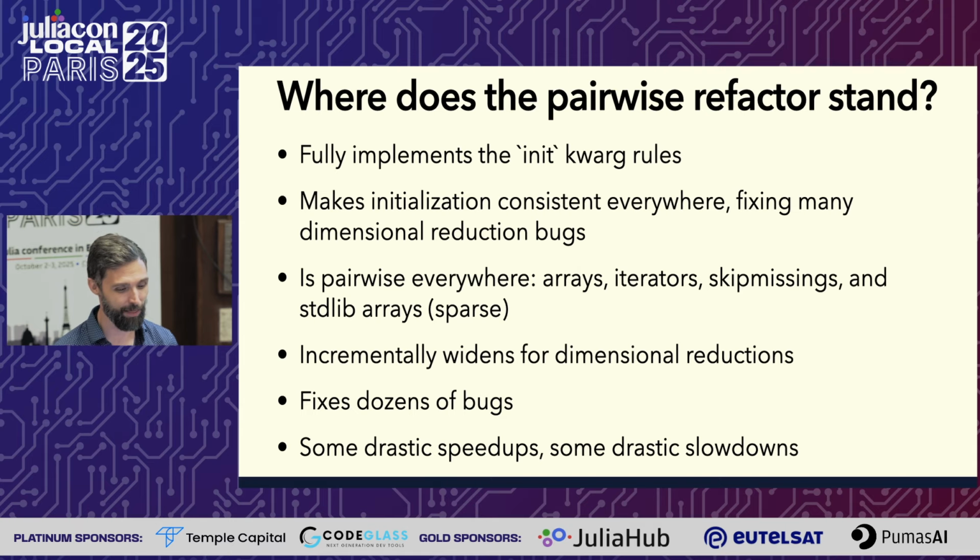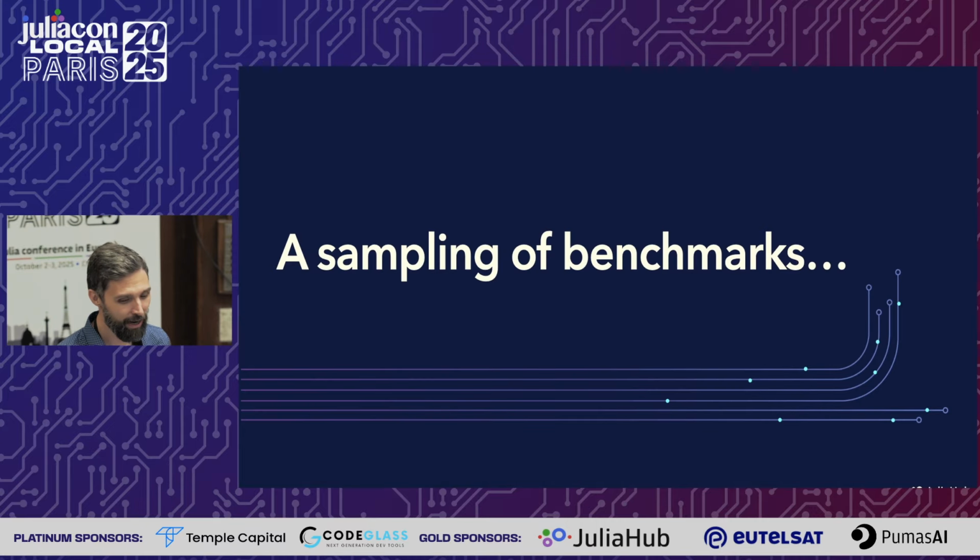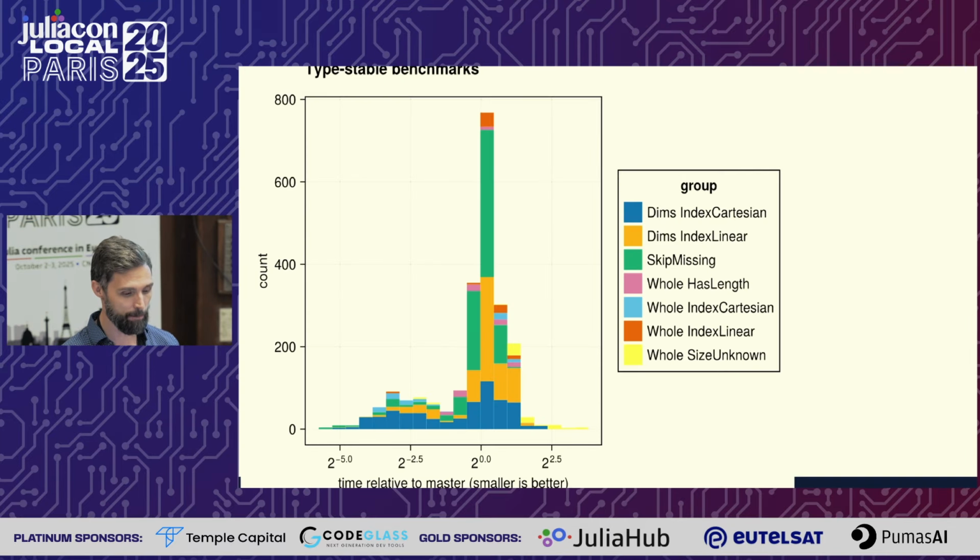Otherwise, we'll fall back to a slower, cache-inefficient mechanism. It fixes literally dozens of bugs and has some drastic speedups, but also, unfortunately, some drastic slowdowns. This is where my work on this has stalled for now. One of the challenges is that this is a hugely generic implementation that affects lots of different kinds of arrays, lots of different implementations.